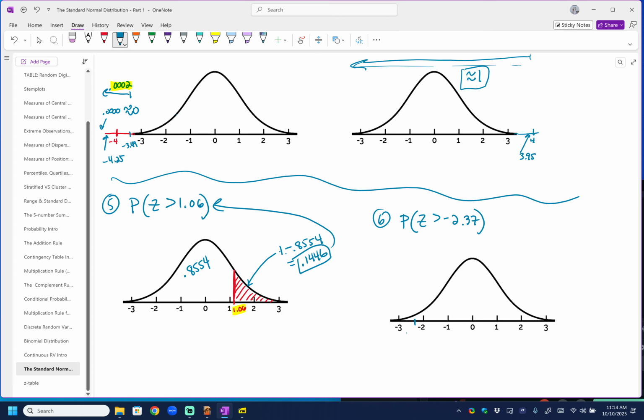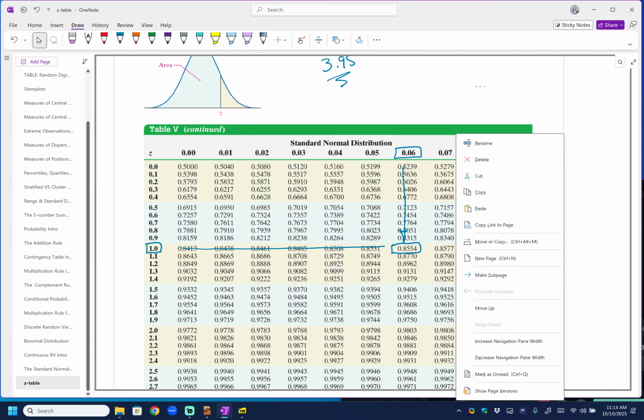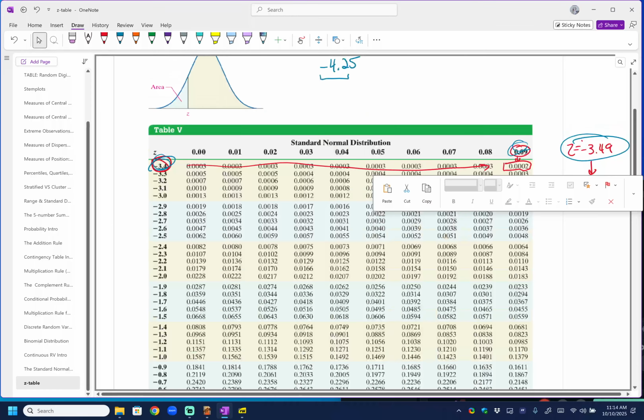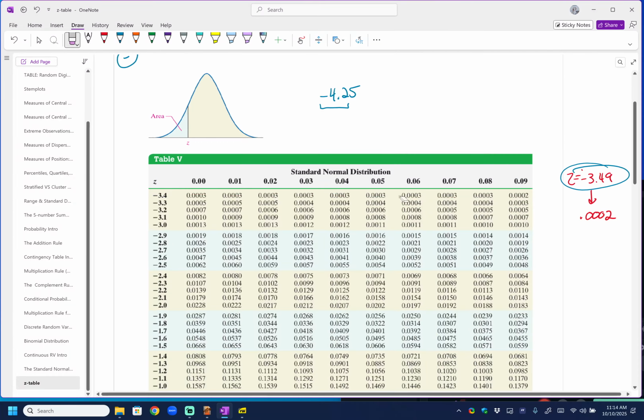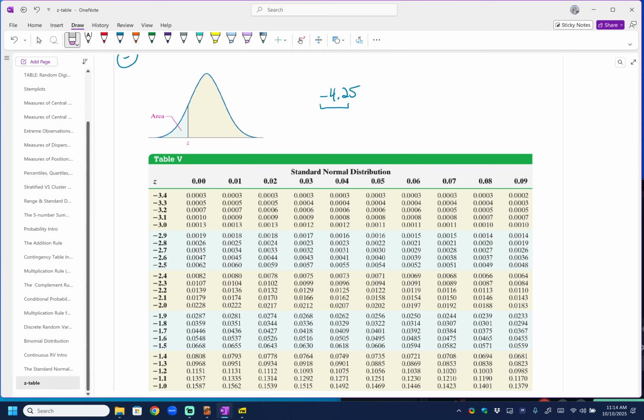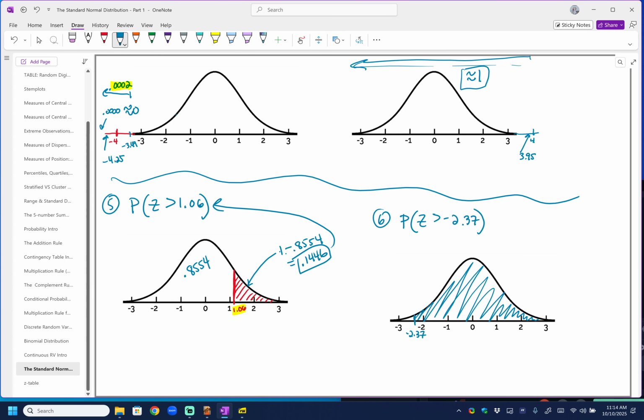We're looking for the area above it, which is all of this area right here, negative 2.37. We're going to go to our table. We're going to go to the negative side, which I believe is the top one. There you go. All right, negative 2.37 is what we're looking for. So we're going to look over here, negative 2.3, 0.07. We're going to make our way over, and it looks like we're going to find 0.0089. Okay, the key, though, is that is going to be the area below negative 2.37, 0.0089.